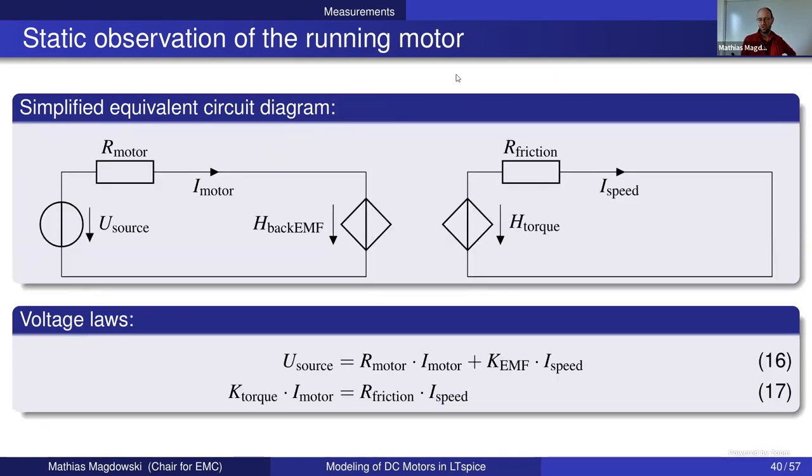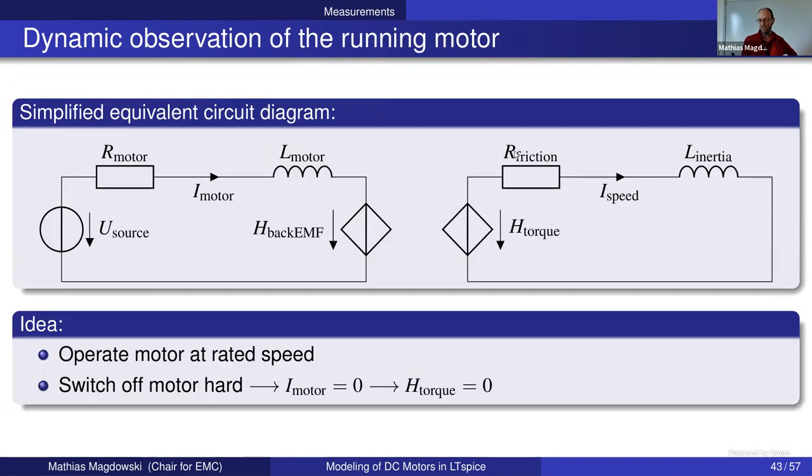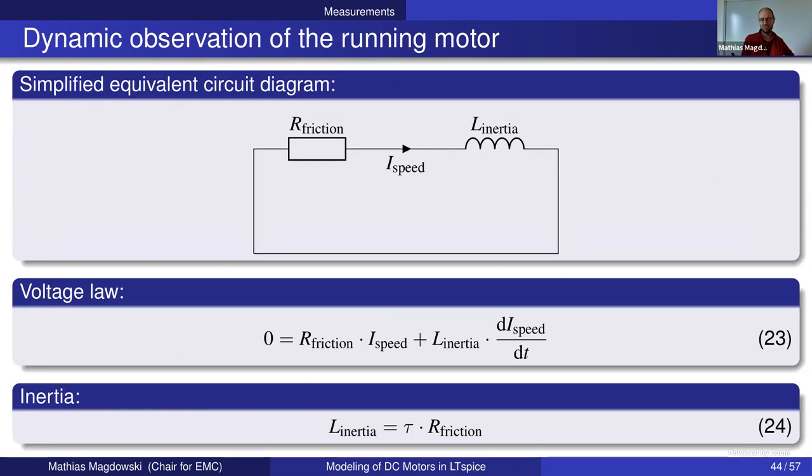Then we look at the running motor. From the running motor, there is torque, there is speed, there is friction already. So we get the coupling factor between the electrical and mechanical part, we get the friction. So then we look at the block motor in dynamic observation. From this was this exponential function. From this, we get the inductance. And then we look at switching off the running motor, and from this we get the inertia of the motor. And so from there we have all the parameters and we have a very nice model.